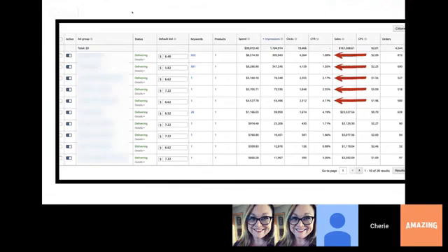Somebody asked us on a previous session, which is an awesome question, why you would pause keywords that were getting impressions and no clicks if those impressions give you brand visibility, right? But let me tell you that impressions are only valuable if they click and then convert to sales.